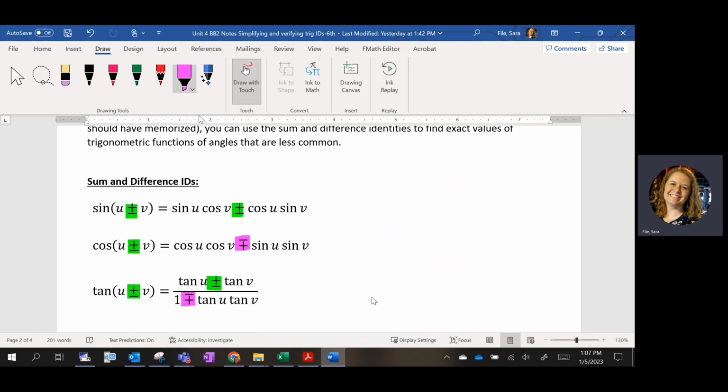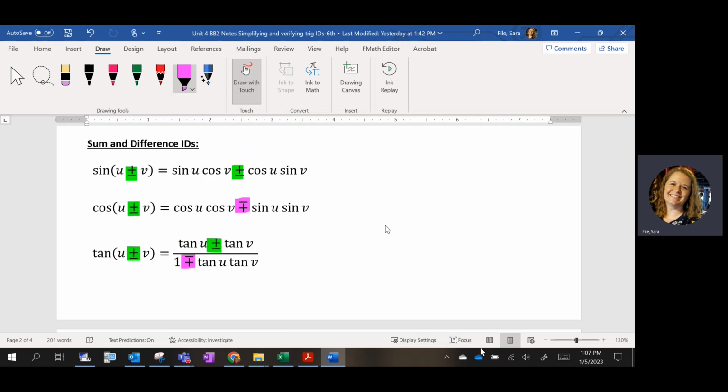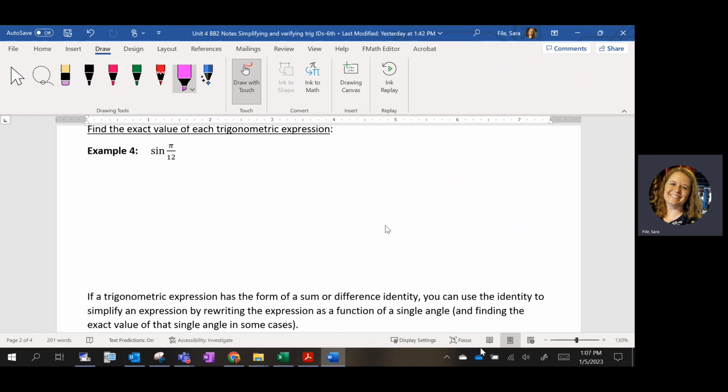There are different types of questions where these could come into play. So the first type is if you're asked to evaluate a trig expression for an angle that's not one of the special angles that you know. So when we learned the unit circle, when we memorized all of those points, we memorized pi sixths, pi fourths, pi thirds, pi halves. We didn't memorize pi twelfths. But I could rewrite pi twelfths as a sum or difference of two angles that I do know, and then use that identity to solve.